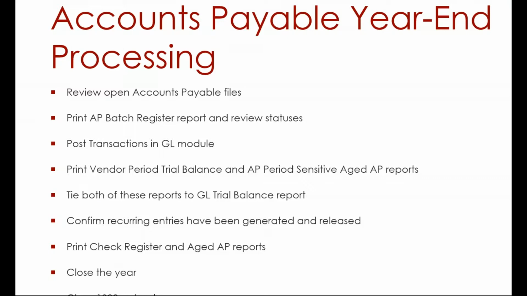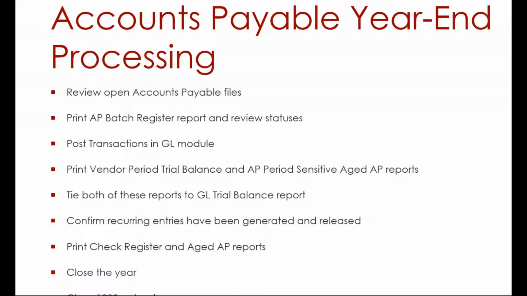So here we have an overview of the steps for year-end processing and accounts payable. You want to review your open AP files, print the AP batch register report, and review statuses of batches, looking for any batches that may need to be processed. You're going to post the transactions in your GL post-transaction screen.